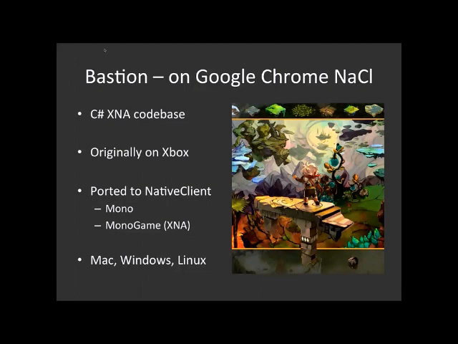Another different look at the problem is Bastion. Bastion is a game that was written in C# using the XNA framework from Microsoft. I actually never played this on Xbox. I didn't know about it until recently. But what was interesting about Bastion is that it was actually ported to run inside Google Chrome's Native Client. Native Client is a technology that lets you run native code, C and C++ and C# code, with a minimal performance penalty in a sandbox environment.